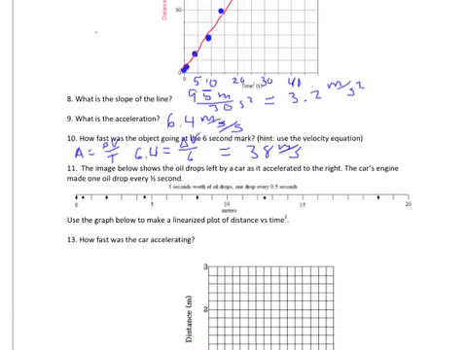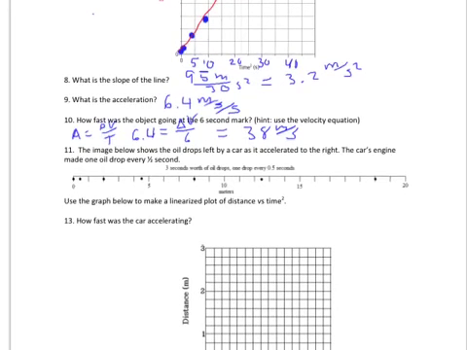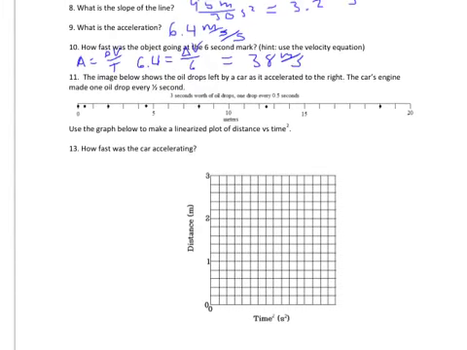So let's continue on. Oh, I like this one. The image below shows oil drops left by cars that accelerated to the right. The car's engine left an oil drop every half second. That's important information. Not every second, but every half of a second. So I'm going to use the graph below to make a linearized plot of distance versus time squared. So let's just collect some data here.